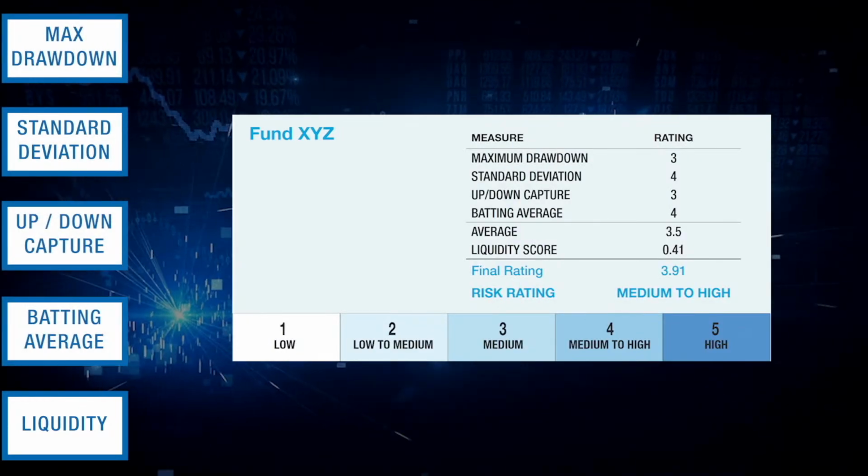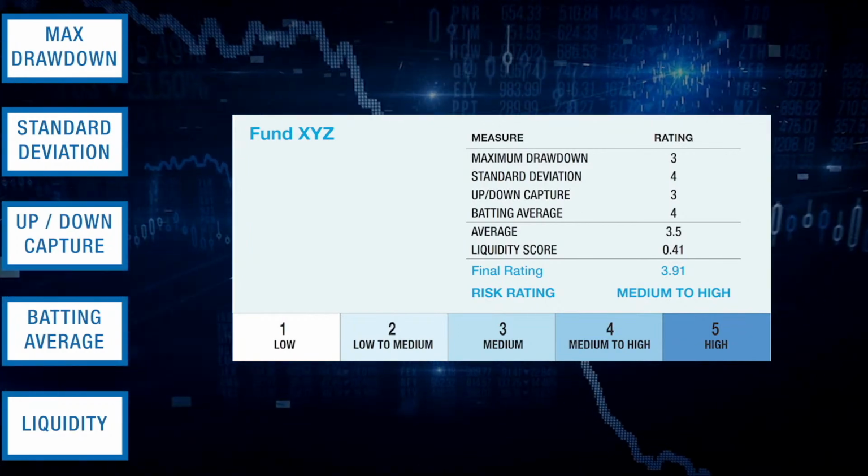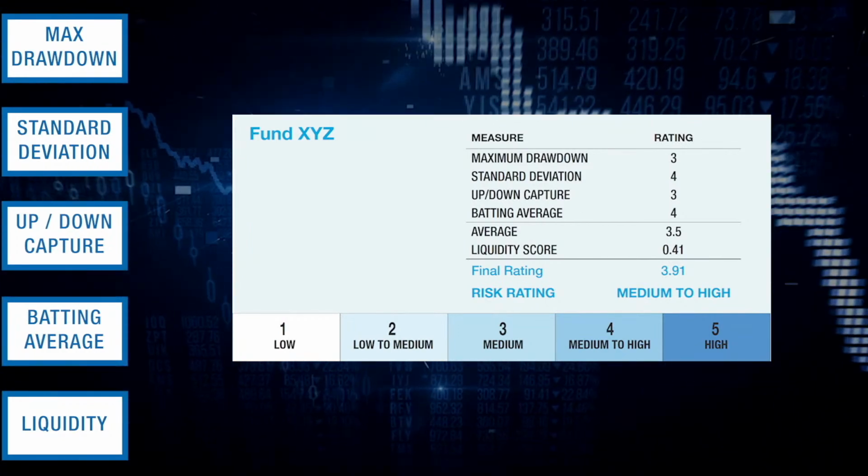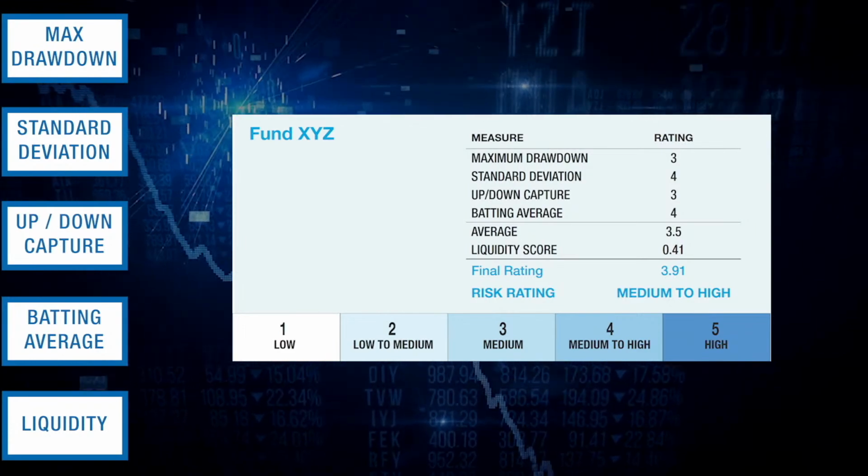The final risk rating is determined by taking the average score from the 4 risk measures and adding the liquidity score. The highest score a fund can get is 5.